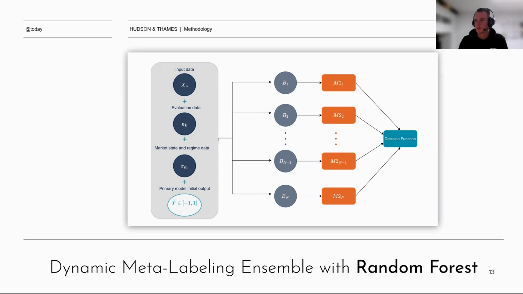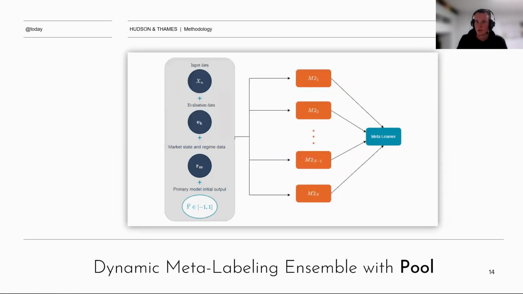So if we look again at the flowchart, we see that B1 to Bn represent the sample data sets for the feature X, and again, M21 to M2N are the meta-labeling decision trees classifiers. So then we come to our final ensemble, which is the dynamic pool.